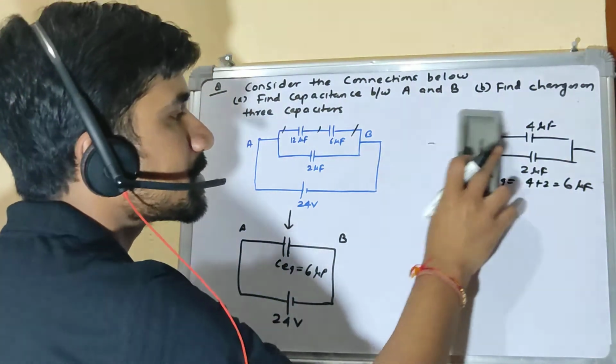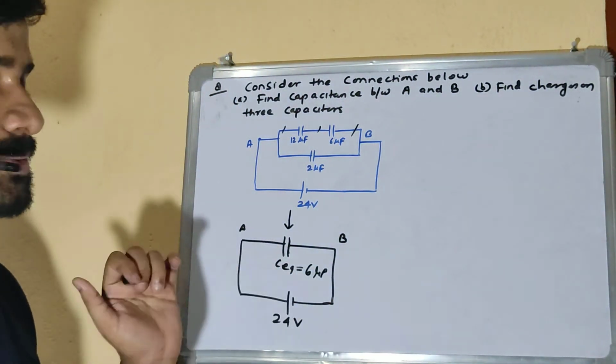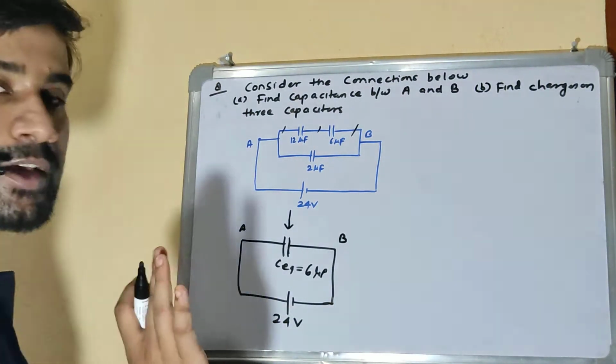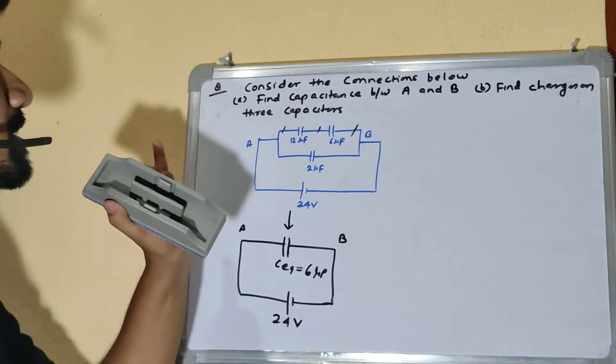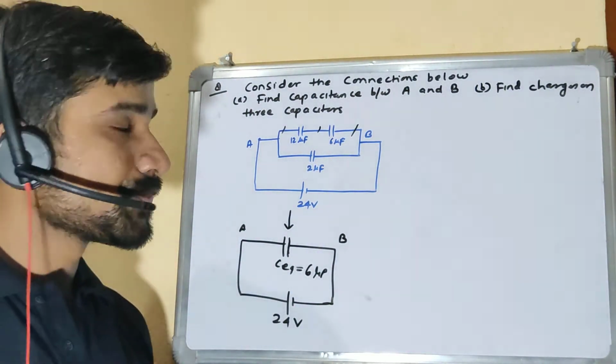This is very simple. We just need to analyze which branches are in series and parallel, right? So this becomes 6 microfarad. The first part is solved: the capacitance between A and B is 6 microfarad. Now we need to find the charge on the 3 capacitors, right?